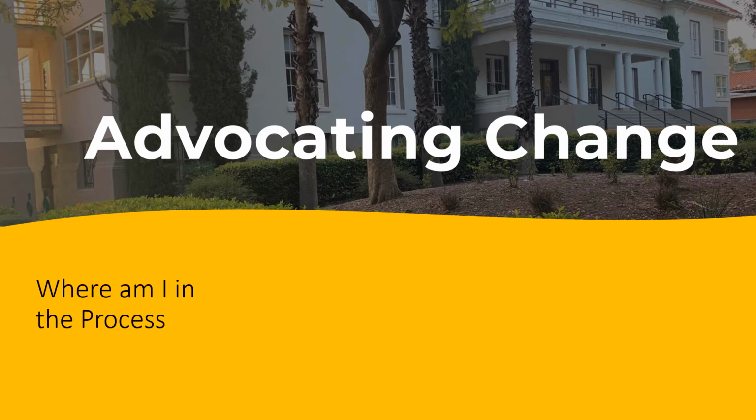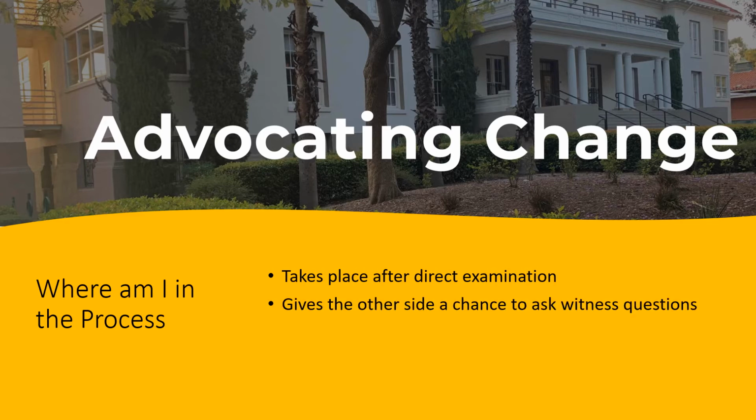Let's go over where we are in the trial process. At the end of each direct examination of a witness, the opposing party will have the opportunity to ask the witness questions about their testimony. Cross-examination is used by the opposing party to create doubt around the witness's credibility and/or their testimony. After all witnesses have been called, the court will move to closing arguments.